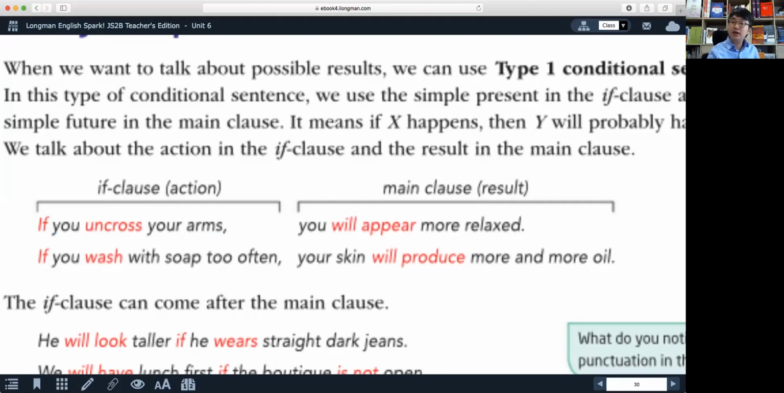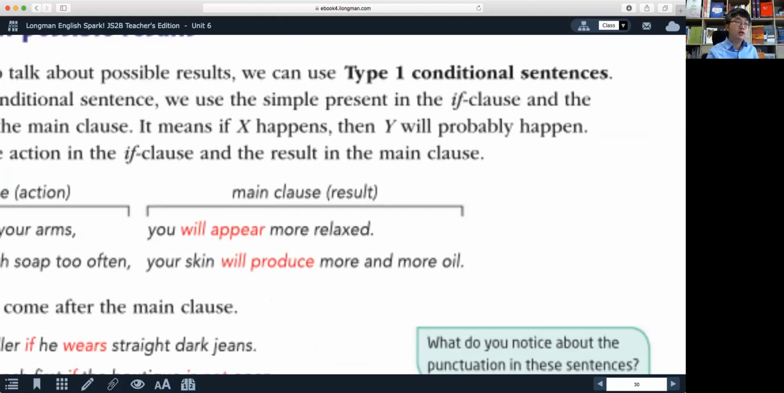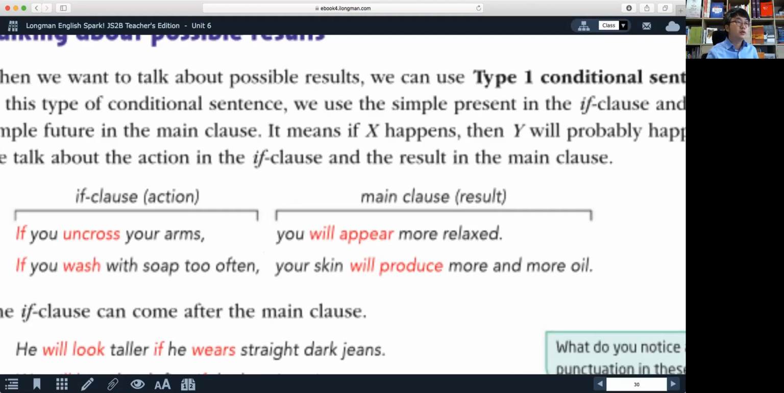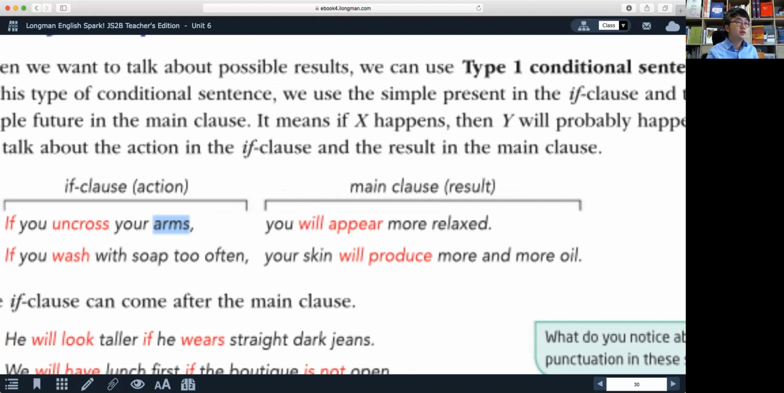So in this sentence, there are two parts. This part is the if clause. And this part is the main clause. For the if clause, we talk about the action. And for the main clause, we talk about the result.